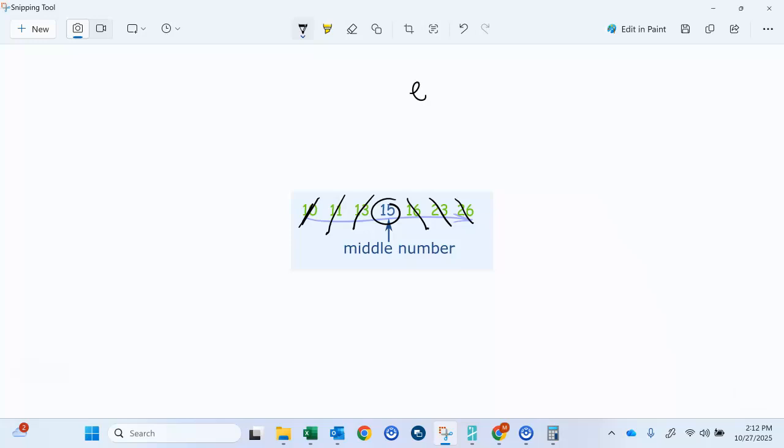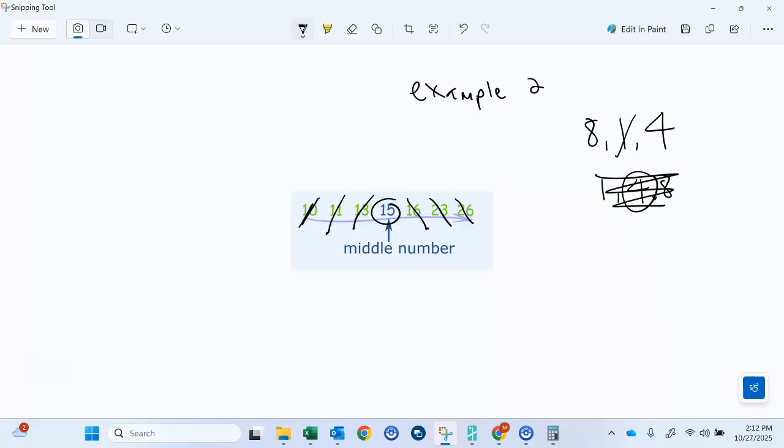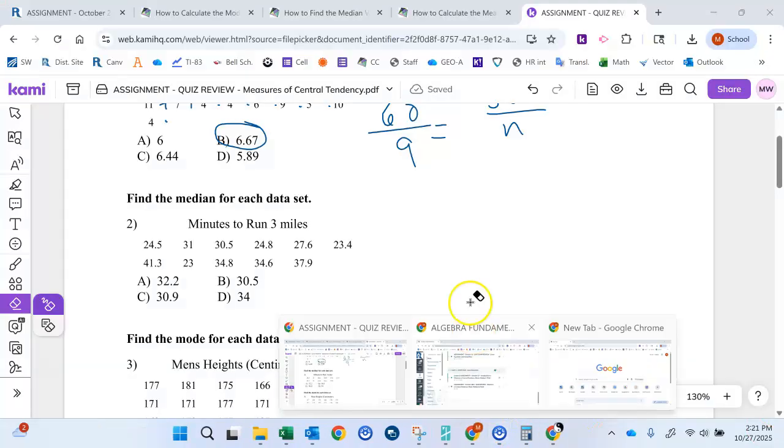Another example, example 2. So I have 8, 1, and 4. Now we know that if we put them in order, 1, 4, and 8, 4 would be the median, right? But let's say we don't know that. One thing we can do is take out the smallest, take out the biggest, and what do we have? We still have the median, okay? So now I'm going to show you how to apply that to our assignment today.